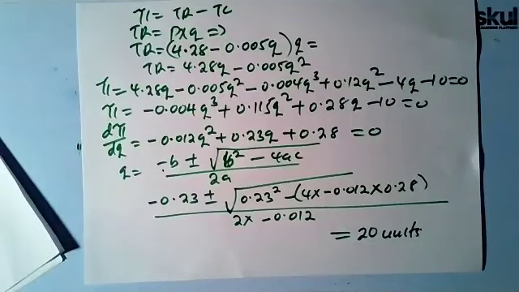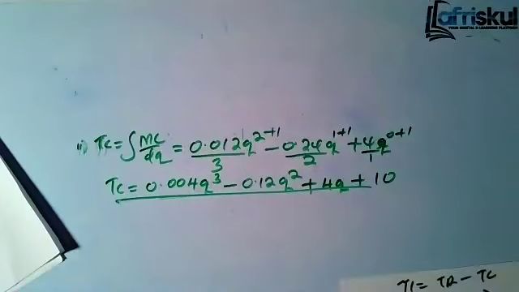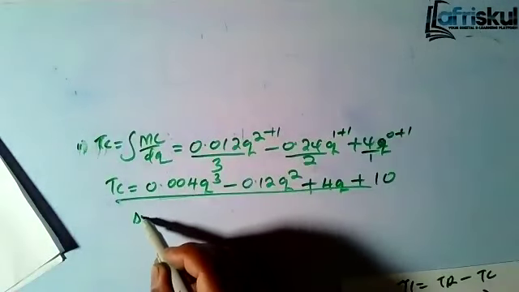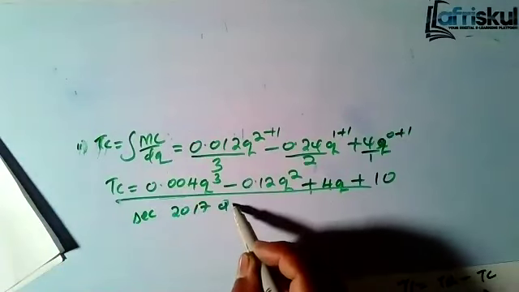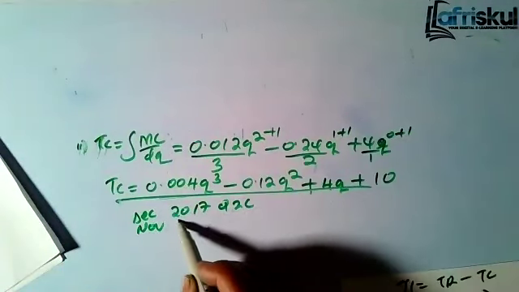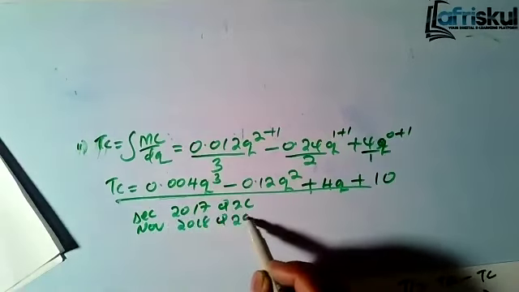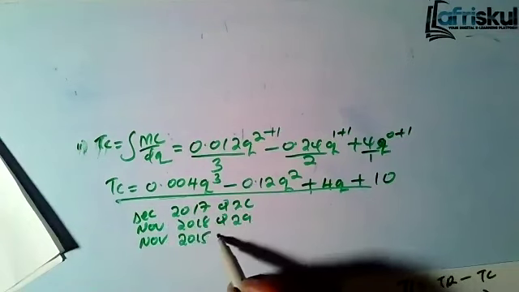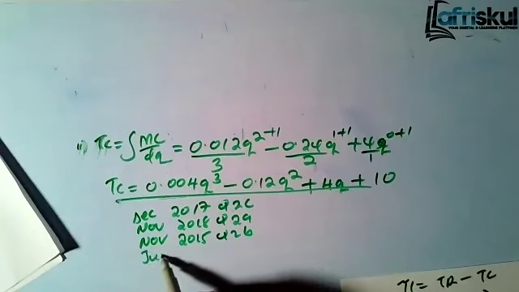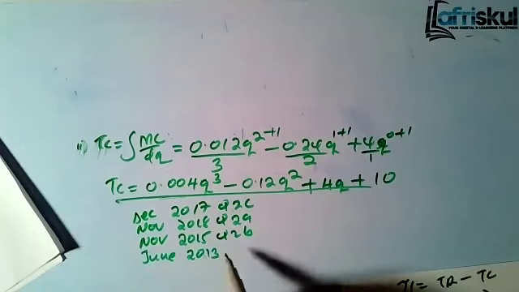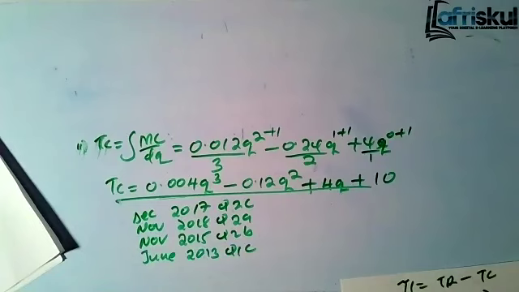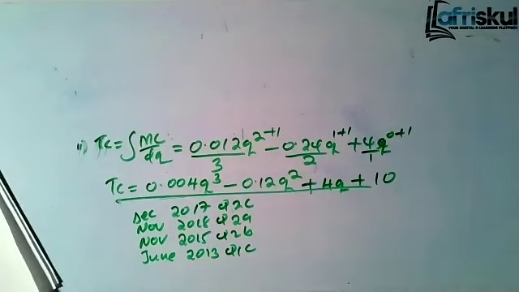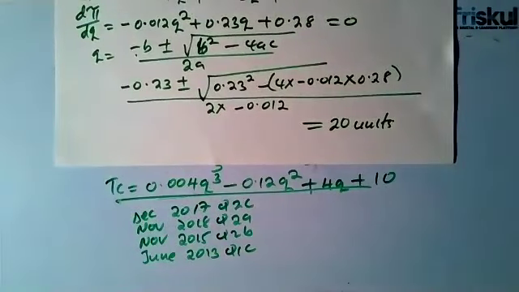20 units. So let me give you some assignments. I want you to go and try these questions. December 2017, question 2C. November 2018, question 2A. November 2015, question 2B. June 2013, question 1C. Those are the assignments I want you to go and try.